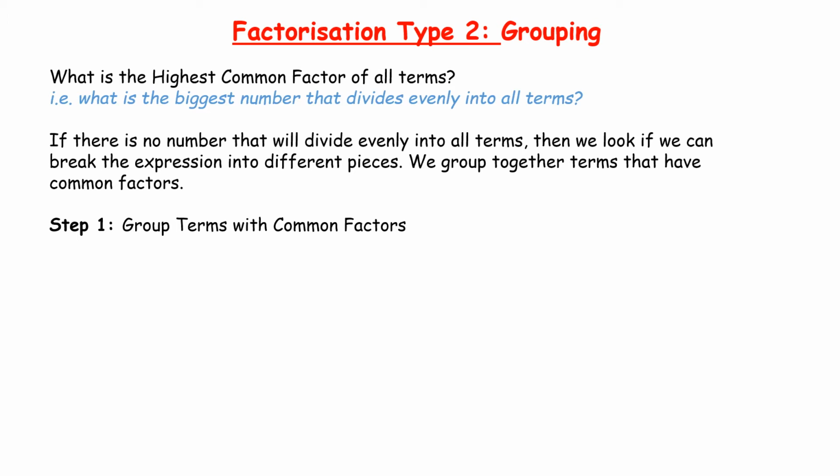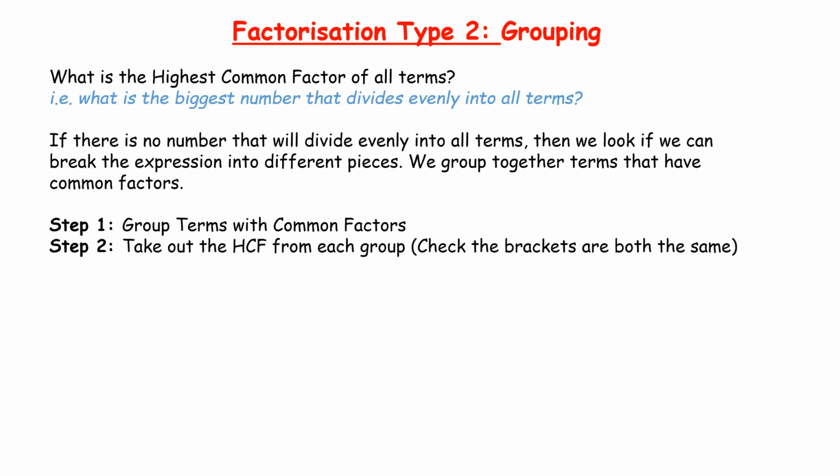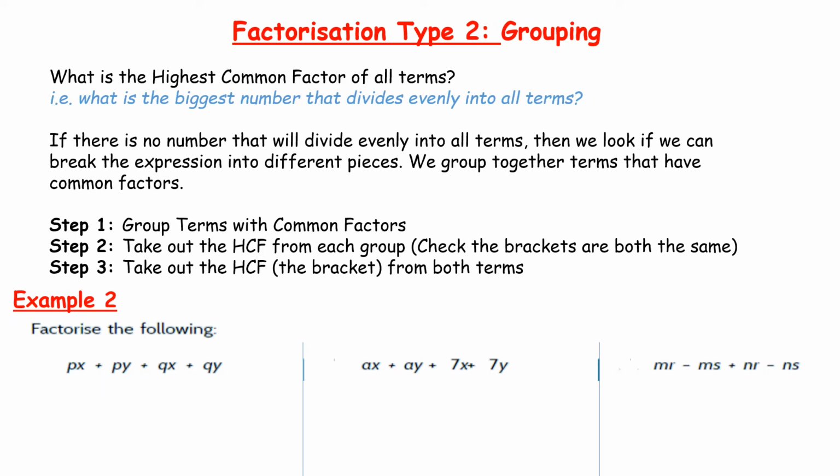So first step, group the terms that have common factors. Second, we take out the highest common factor from each group. Step 3, we want to then take out the highest common factor, i.e. the bracket, from both terms. So this will make more sense as we're doing it. Let's look at example 2. There are 3 parts.